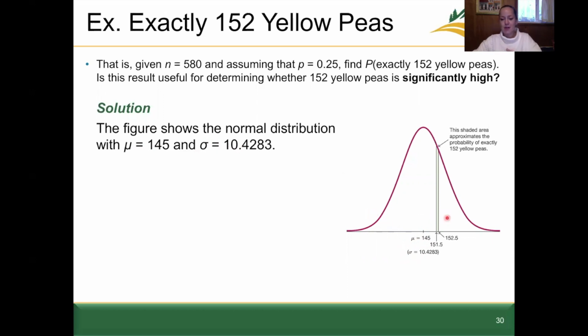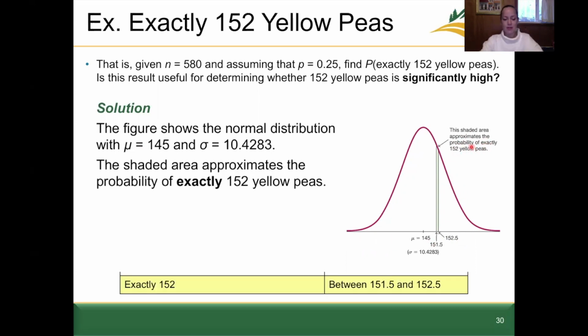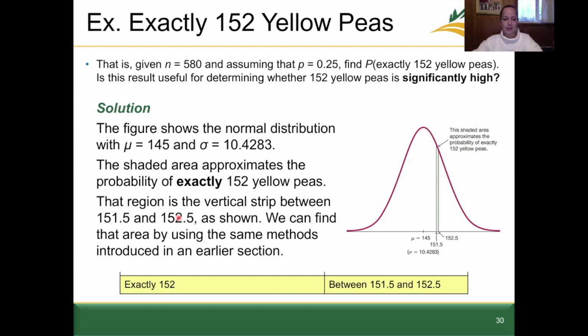Then also what we know is that we have an x value of 152, but given the continuity correction, we can really say that's a range from 151.5 through 152.5. Then this shaded area approximates the probability of exactly 152 yellow peas. Okay, and here's that information again. Then the region in this vertical strip of area here between 151.5 and 152.5.